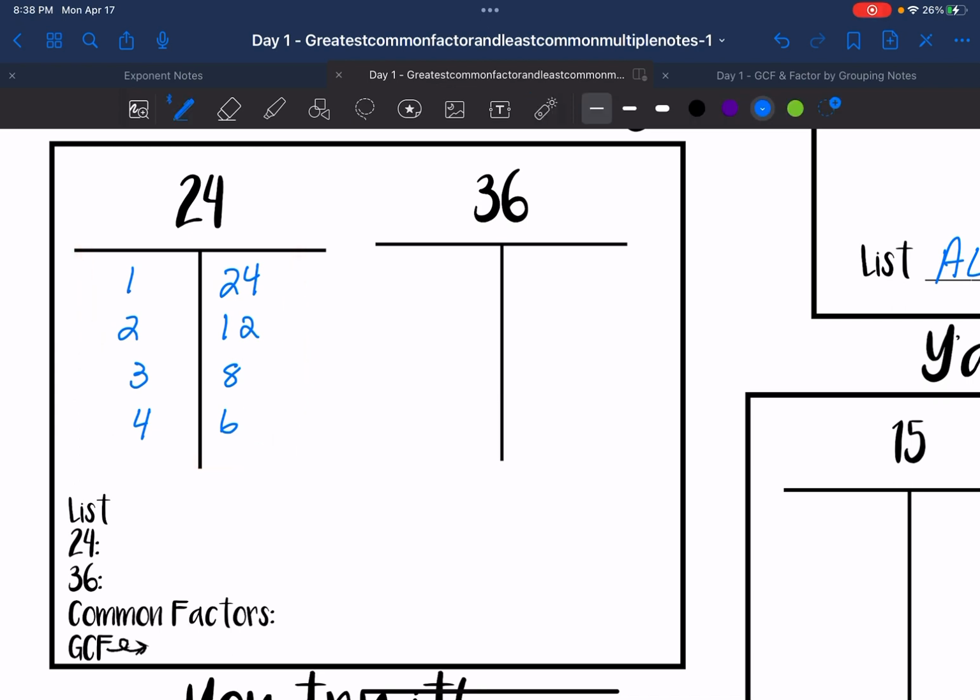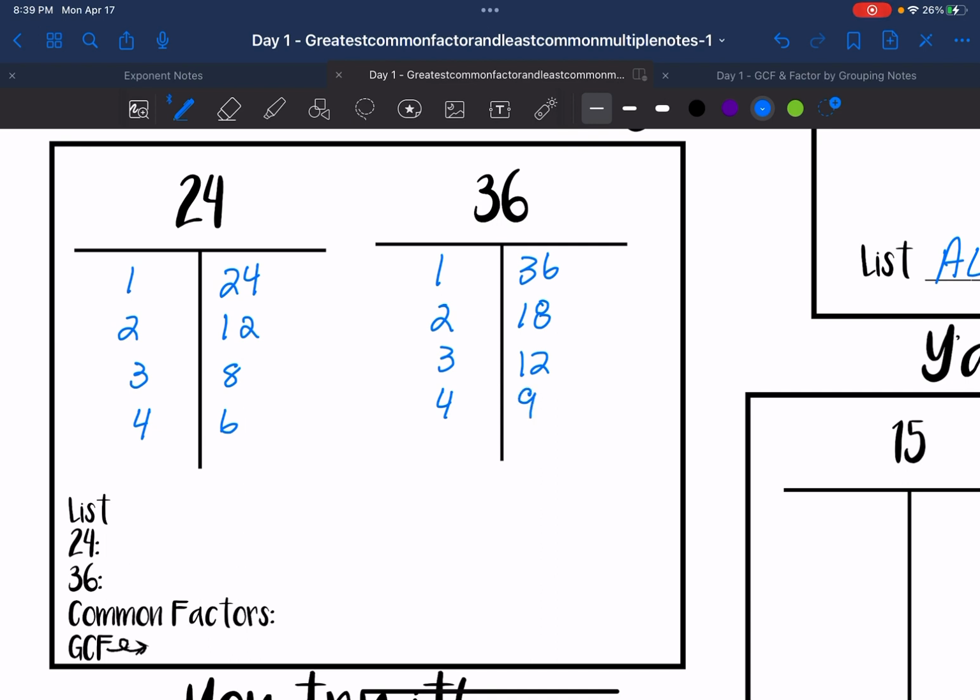So now let's look at 36. I'm first going to start out by doing 1 times 36, and then I'm going to go down my numbers. Okay, 2. 2 times what? Can I make it work? In this case, yes. 2 times 18 is 36. 3 times 12 is 36.